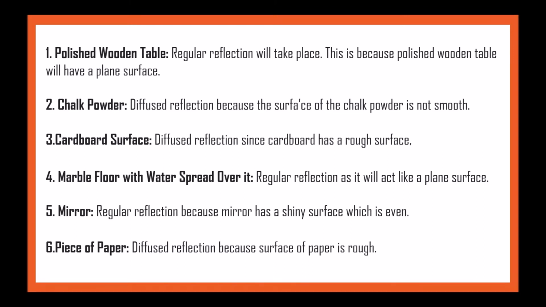Chalk powder: diffused reflection, because the surface of the chalk powder is not smooth. Cardboard surface: diffused reflection, since cardboard has a rough surface. Marble floor with water spread over it: regular reflection, as it will act like a plain surface. Mirror: regular reflection, because a mirror has a shiny surface which is even. Piece of paper: diffused reflection, because the surface of the paper is rough.